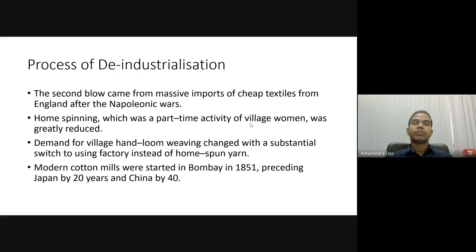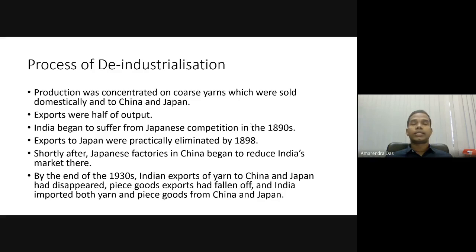So the cotton mills came to India, to Bombay, in 1851, which is much before Japan and China, by 20 and 30 years respectively. But still, it did not have a positive impact, and the production was concentrated on coarse yarn, which was sold domestically and to China and Japan. And exports were basically half of the output.